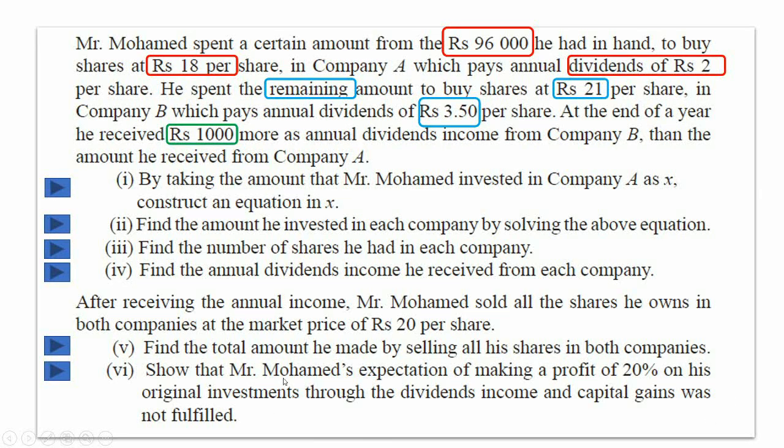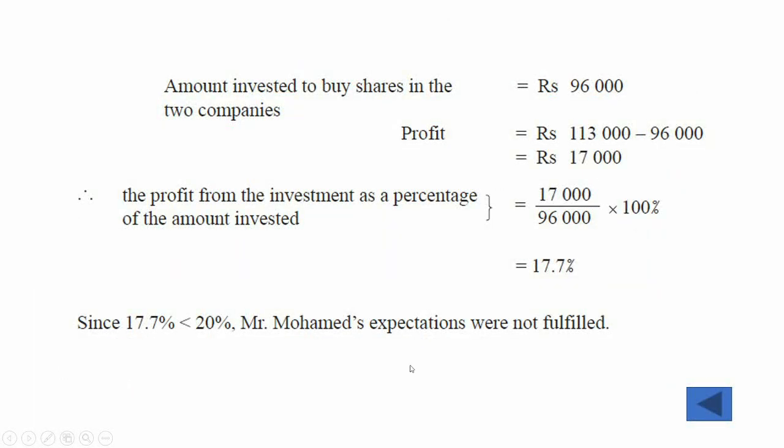Now the last question. Mr. Muhammad expected to make a profit of 20% on his original investment through these dividend incomes and the capital gain, but this was not fulfilled. Now you have to show whether the 20% expectation of his original investment is possible. What is his investment? 96,000. What is his profit? The total income is 113,000.